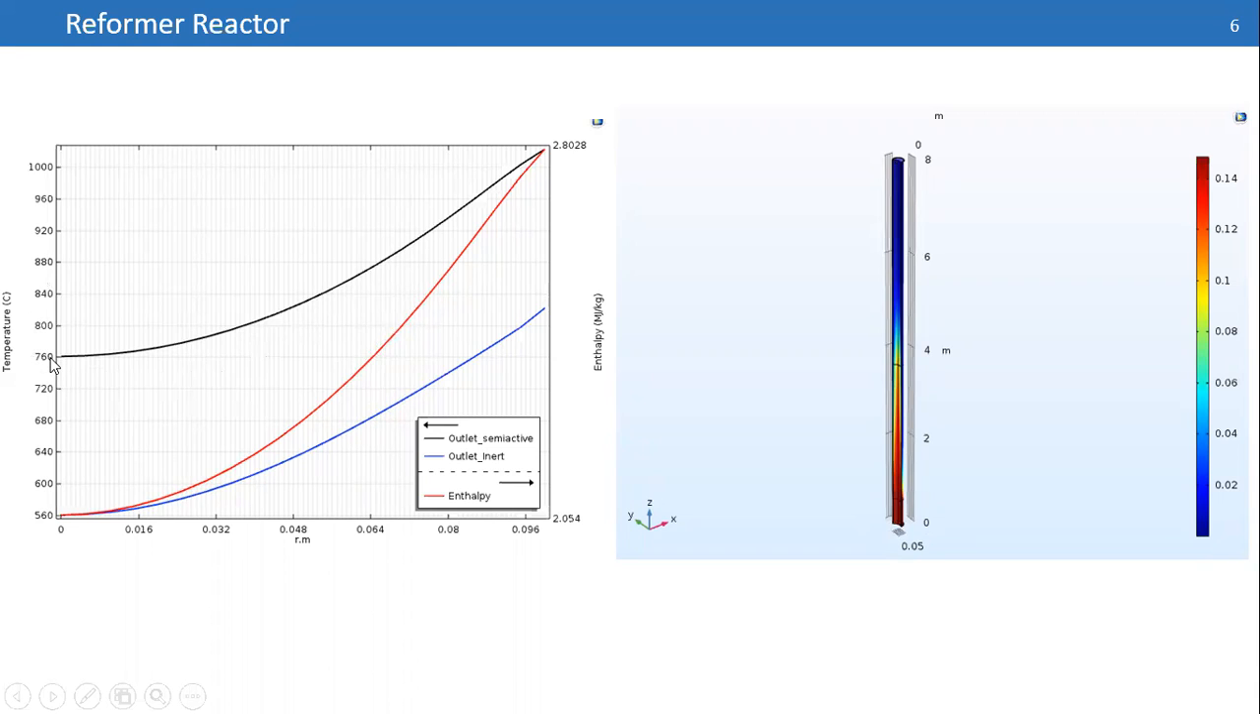Here is the temperature profile in the system, radially, and you can see the temperature in the center of the reactor is lower than at the walls. The reason is that the reaction is endothermic, and we have this type of temperature profile inside of our reactor.